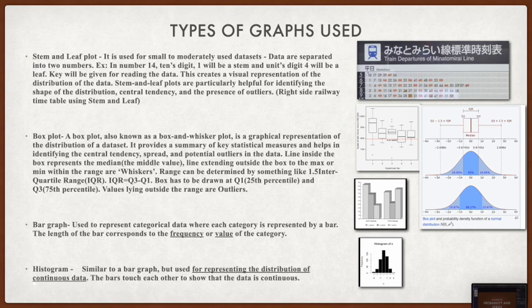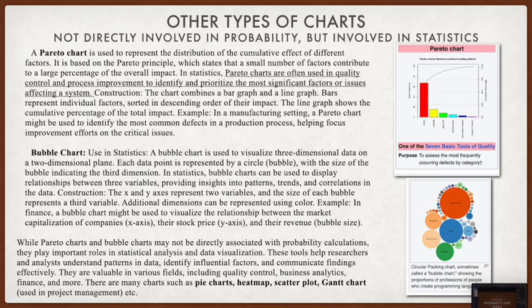Then the histogram is similar to a bar graph, but for representing the distribution of continuous data. Here there are no spaces between the bars, because it is continuous data. It is like a bell shaped curve. So this is for representing continuous data. Next, other types of charts, not directly involved in probability but involved in statistics.